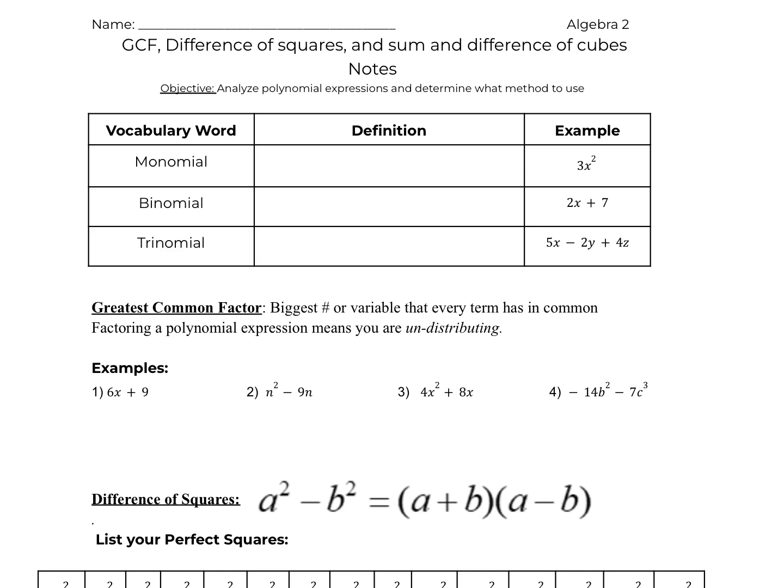Just to start off, a reminder of some terms. A monomial is a one-term expression. A binomial is a two-term expression. And a trinomial, of course, is a three-term expression.